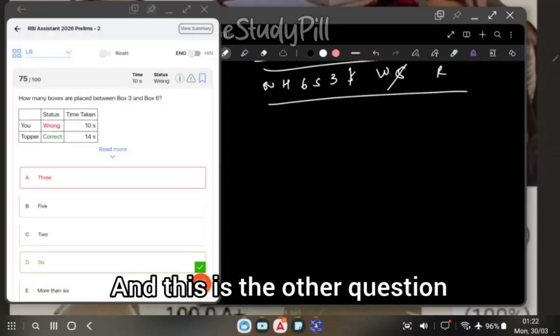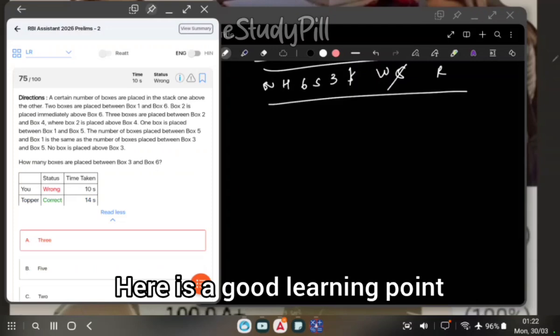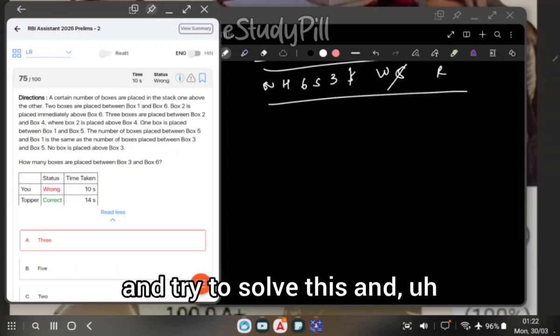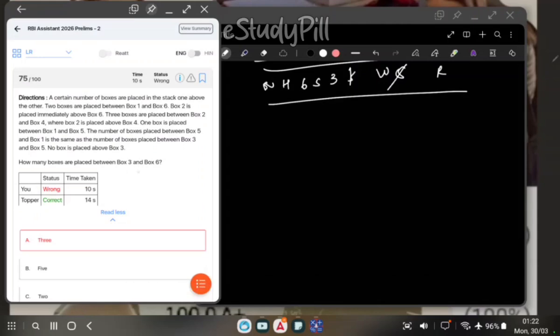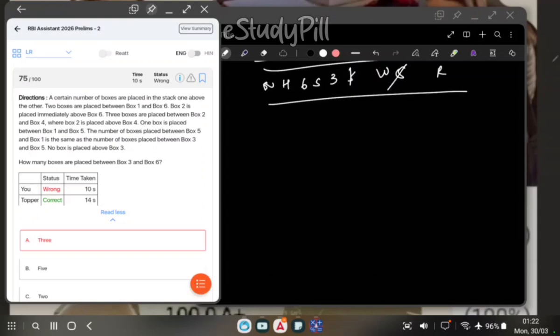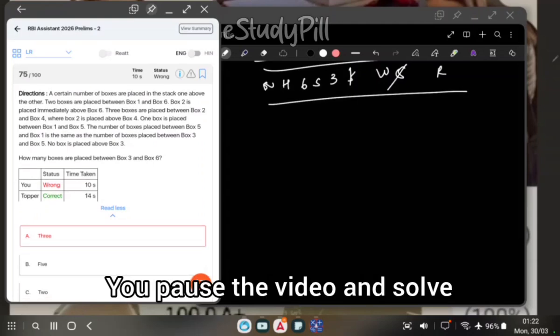And this is the other question. Yeah, here is a good learning point. So this is the puzzle. Do pause the video and try to solve this and answer this question, where it says how many boxes are placed between box 3 and box 6. Okay, I'm not gonna pause. You pause the video and solve.